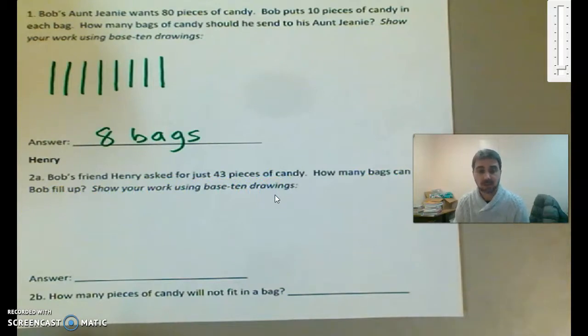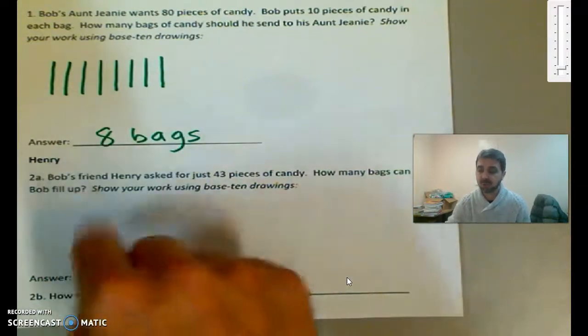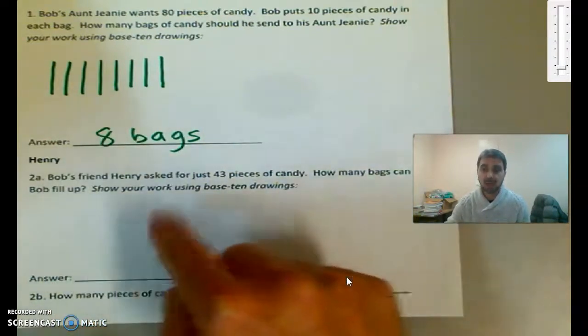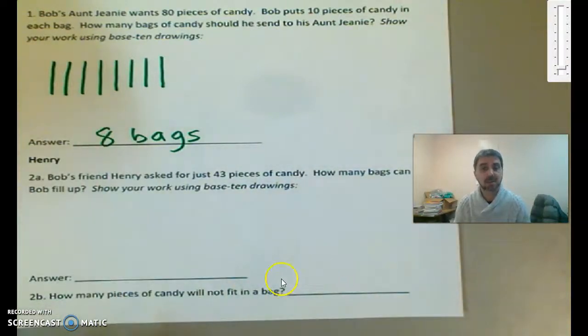Okay, so try this one. Show how many bags he can fill up all the way, and put your answer right here. And then it says, how many pieces of candy will not fit in a bag? And then put your answer right there. You can use your base 10 pieces, or you can just use the drawings. But I do want you to draw it even if you use the base 10 pieces. Okay, good luck. Pause the video and come back when you have tried that out.